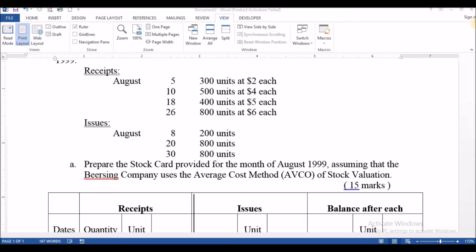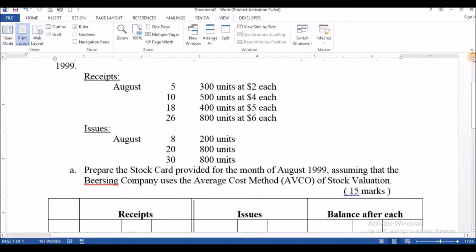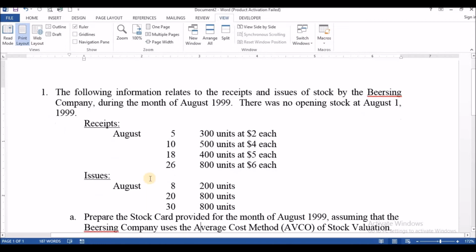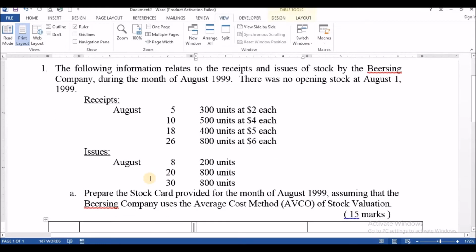Now this question, I think, is question 4 in the study guide, but you can look for it. I'm going to change it up just because I wanted to get an understanding of how we do the various methods. So here we have a question. Even though part A is saying that you're supposed to do the AVCO method, we're going to use this question to do all 3 methods of stock valuation at the CSEC level.